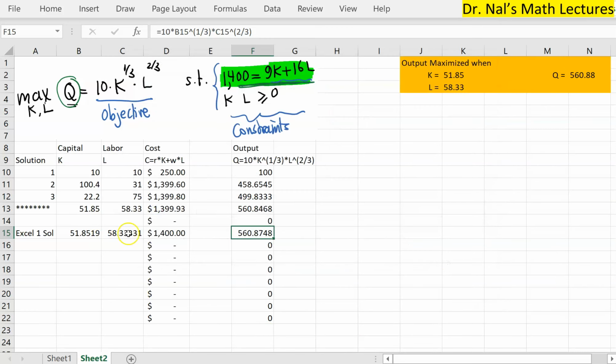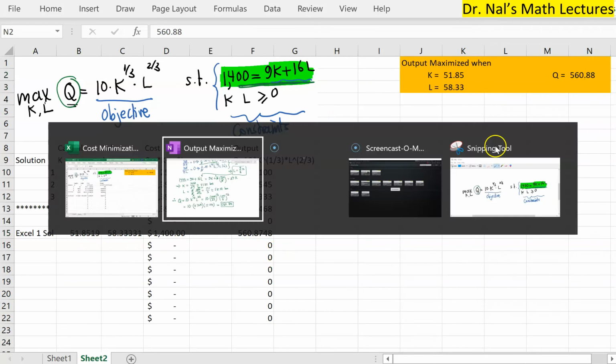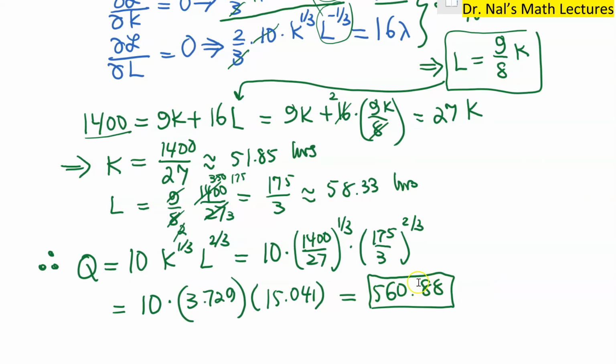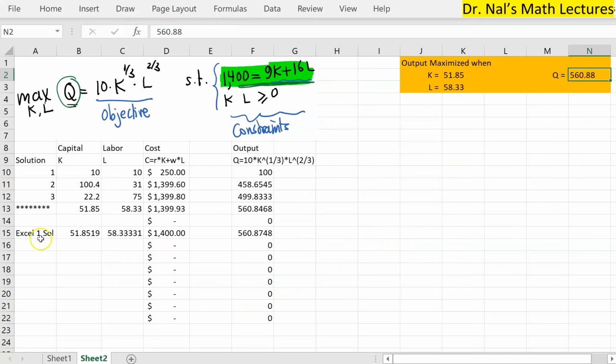And Excel, wow, look at that. Isn't that a beauty? These are exactly the same numbers. And look at this output, which is exactly the same as I got while solving it manually. I got the same number here. So that's perfect. I really like this. An alternative way to solve this problem, Excel 2 solution, is without making that trick. And it is the following.